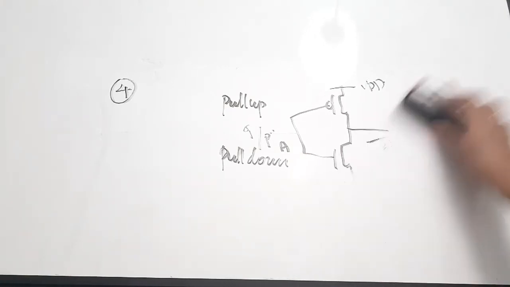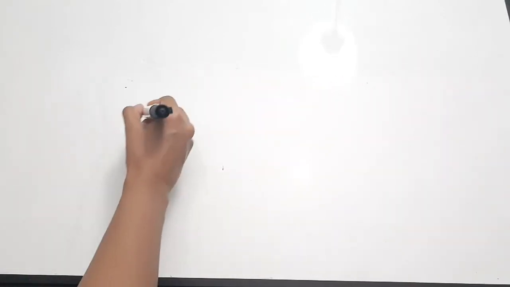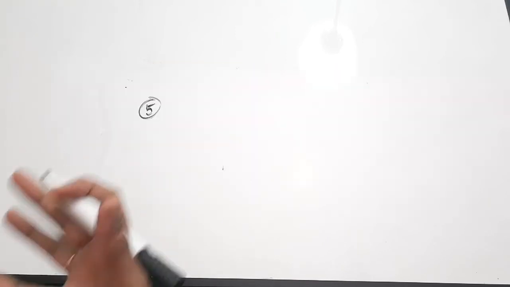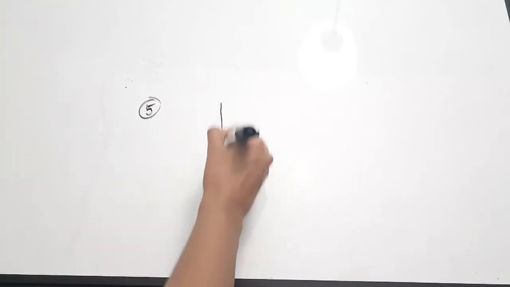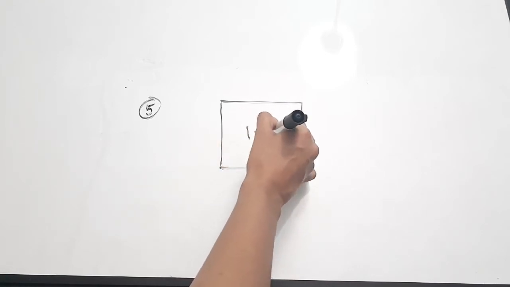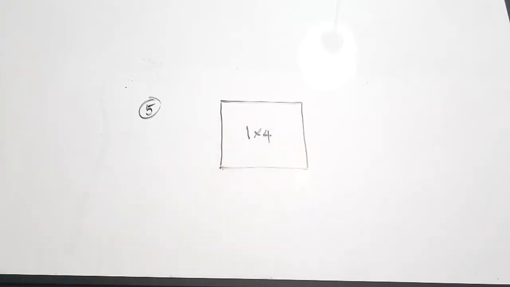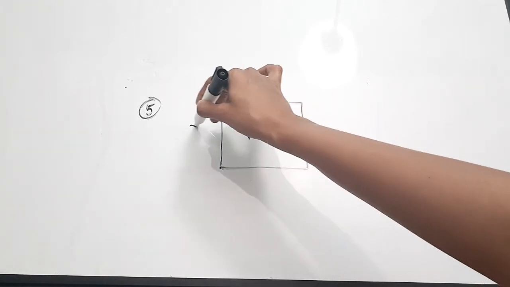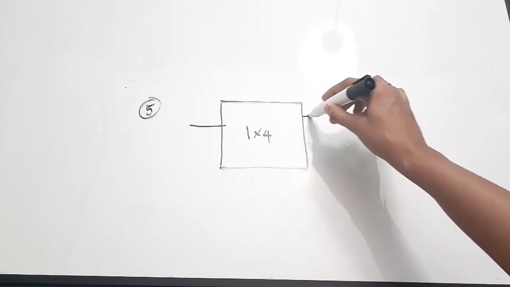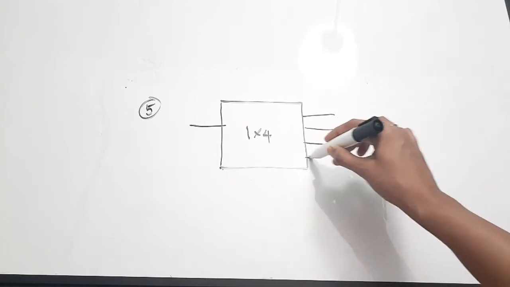Moving on to the fifth question. In a 1 to 4 demultiplexer, how many select lines are required? So the question is from demultiplexers. The multiplexer, demultiplexer, this area is also very important. I'm going to draw the structure of a 1 to 4 demultiplexer. So a 1 to 4 demultiplexer consists of one input and 4 outputs, demux.